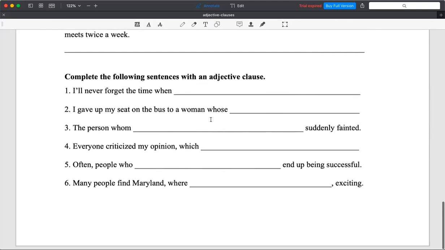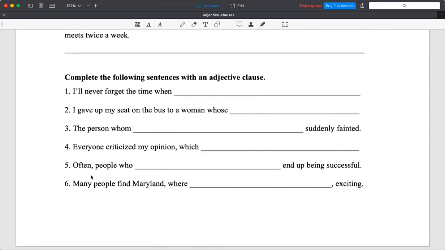So what I want you to do now, I want each one of you, because we learned about the adjective clauses with the previous one. Thank you very much, Fiona.